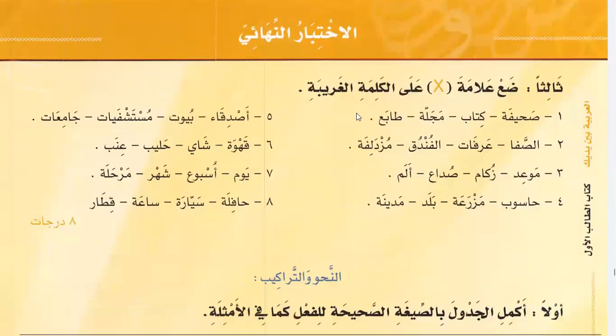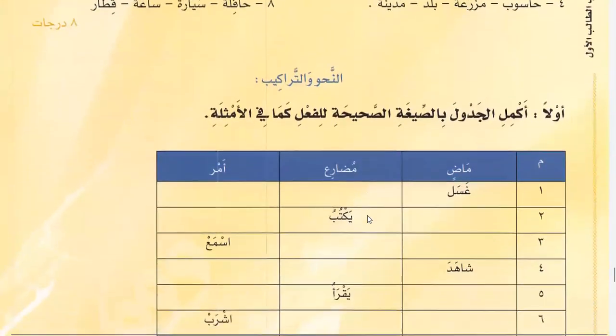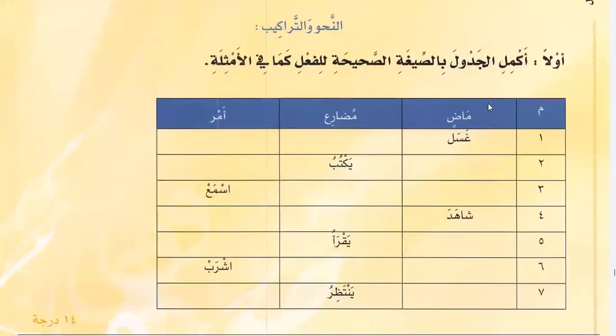So what is the Arabic word here? Taba. Next. Funduk. Next. Mo'id. Next. Balad. No. Hasu. Annahu tarkib. Akmil jadwal bisigati sahiya.